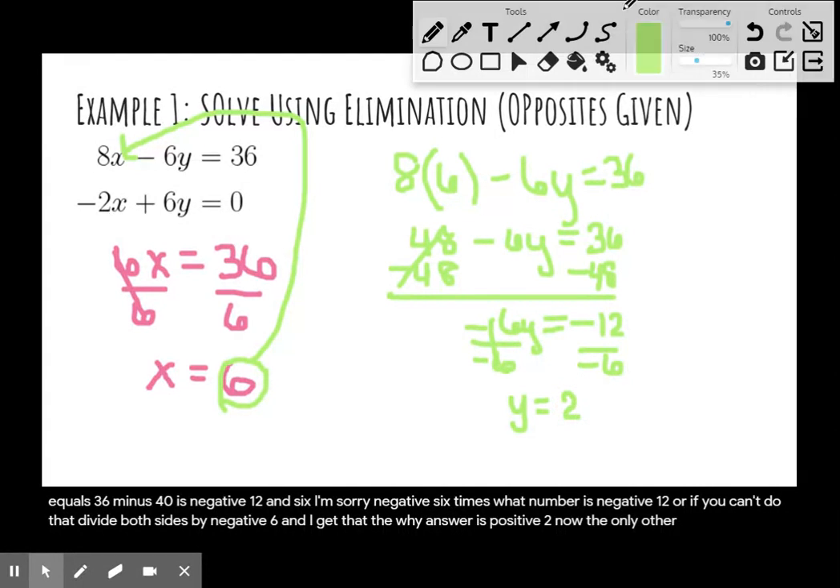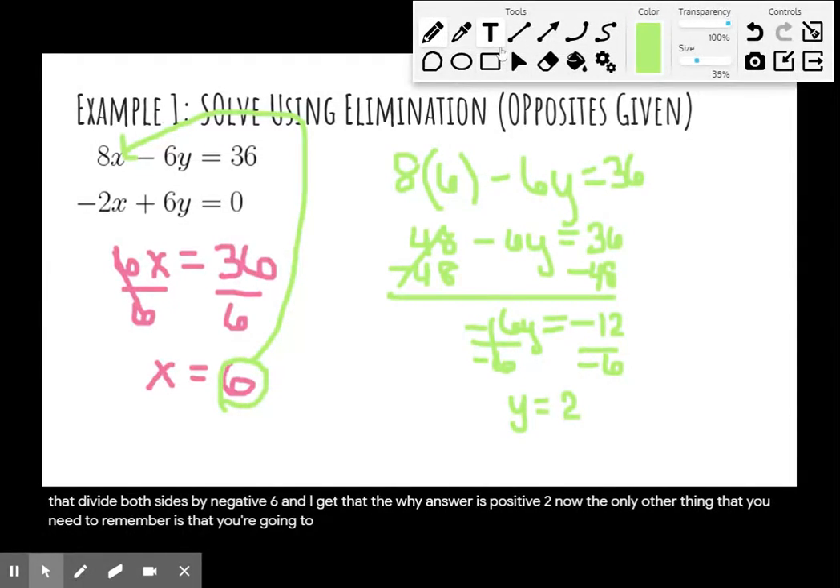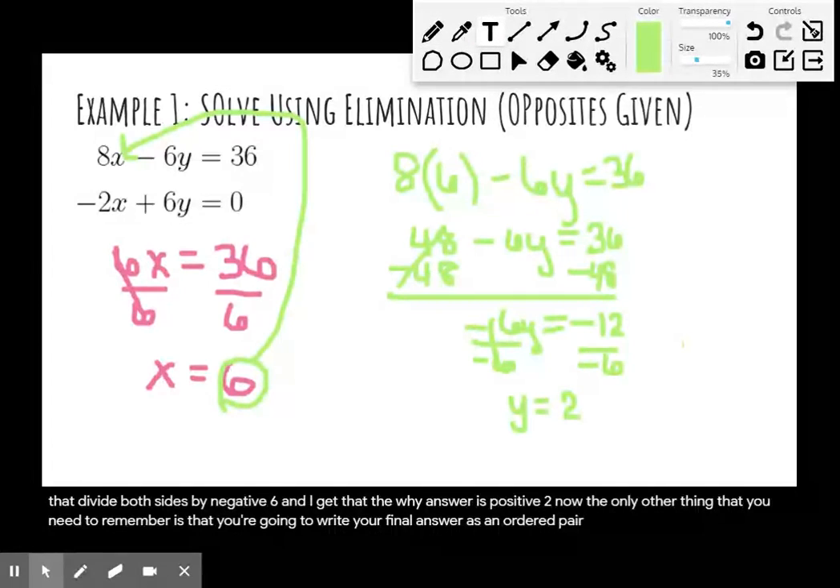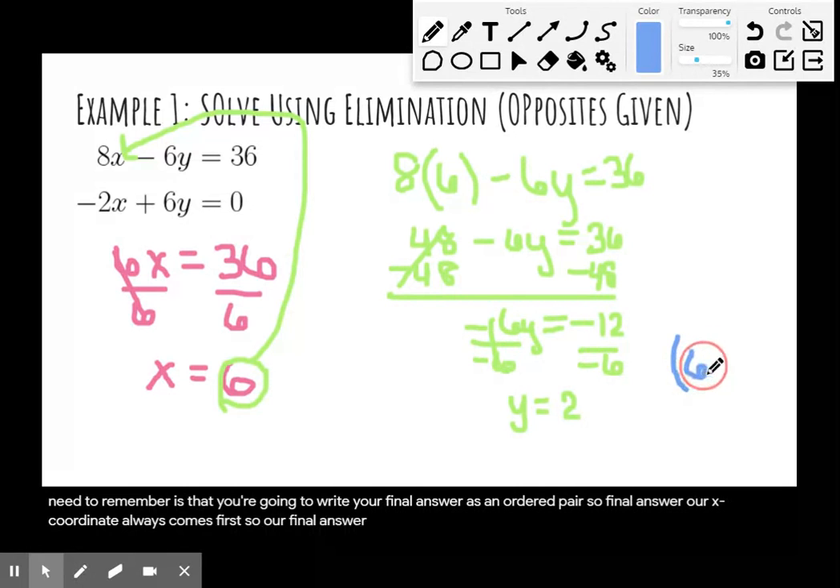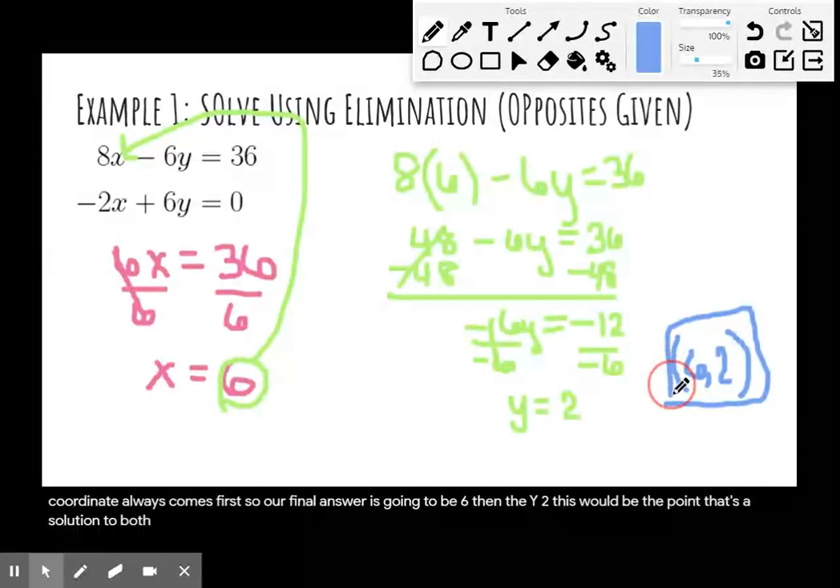Now, the only other thing that you need to remember is that you're going to write your final answer as an ordered pair. So final answer, our x coordinate always comes first. So our final answer is going to be 6, then the y, 2. This would be the point that's a solution to both of the equations.